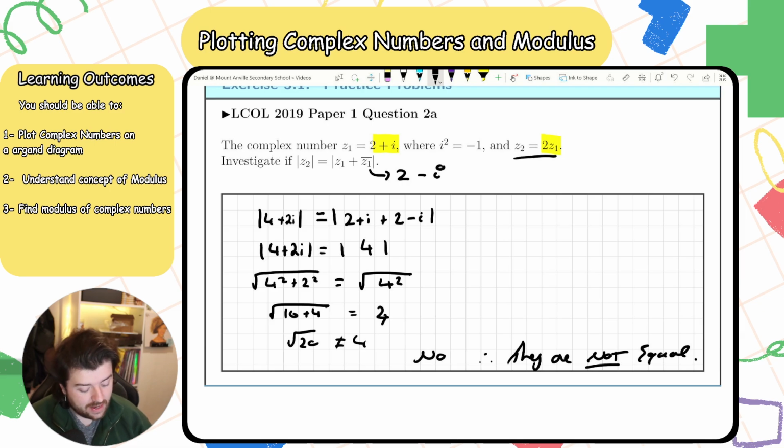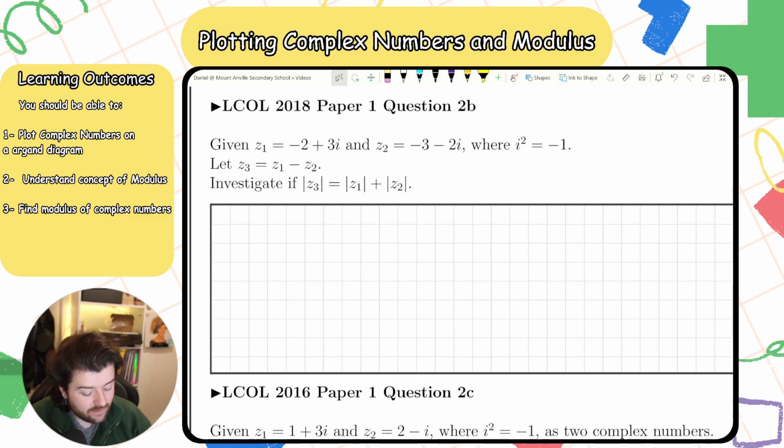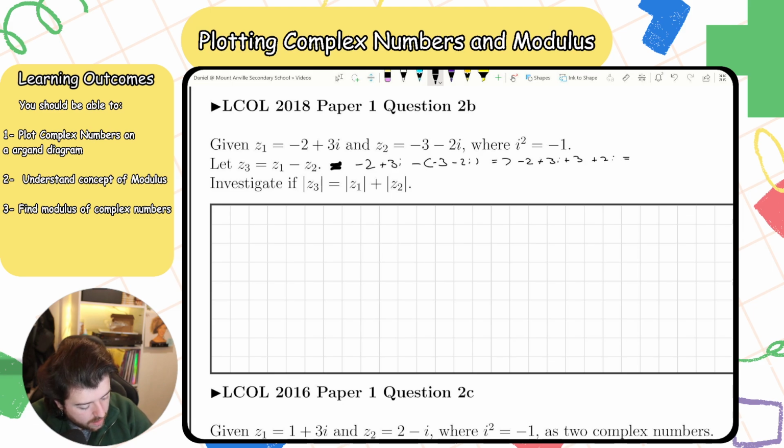How fun. Right, let's move on to the next question. This is from the 2018 paper. It's another investigation. Given z1 is equal to minus 2 plus 3i and z2 is equal to minus 3 minus 2i, let z3 equal z1 minus z2. Investigate if the modulus of z3 equals the modulus of z1 plus the modulus of z2. So z3 is equal to z1 minus z2. That is equal to minus 2 plus 3i minus negative 3, negative 2i, which is minus 2 plus 3i plus 3 plus 2i, which is equal to 1 plus 5i. So I have z3 is equal to 1 plus 5i.